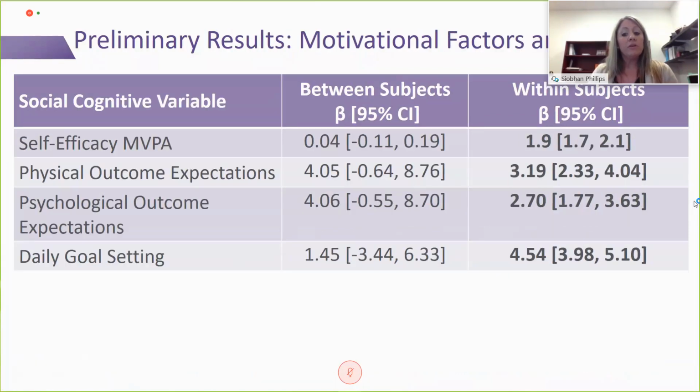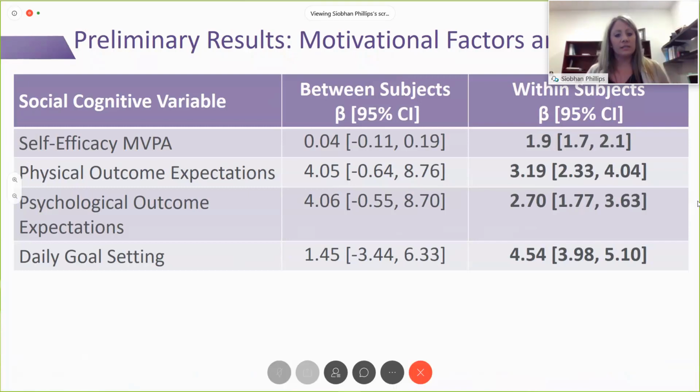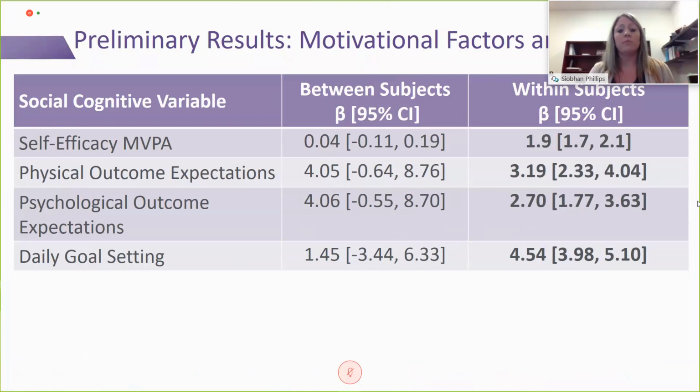And then we also conducted another mixed model controlling for relevant covariates to examine the relationship between social cognitive theory variables and MVPA. So this is looking at the current days, so the morning measurements, and then the activity they achieved throughout the day, to examine the role of motivational factors on moderate and vigorous physical activity in this population. What we found was no between-person effects were significant. However, on days when participants reported higher than average self-efficacy, physical and psychological outcome expectations, and goal setting, they engaged in more moderate and vigorous physical activity that day.